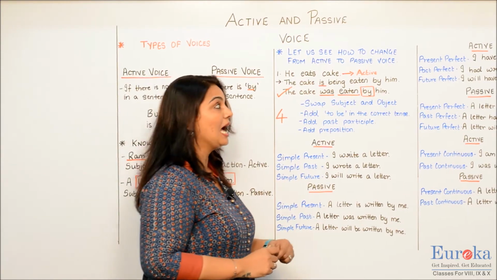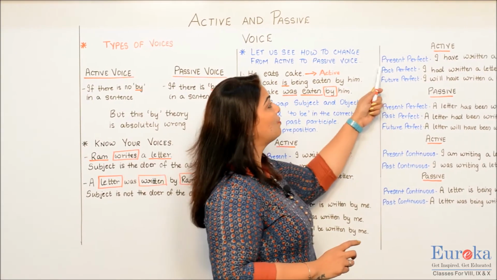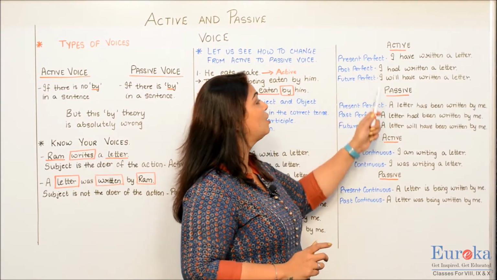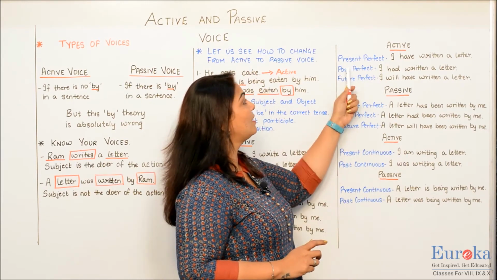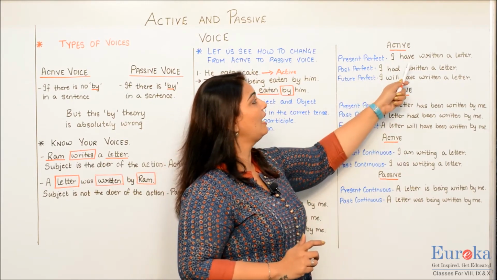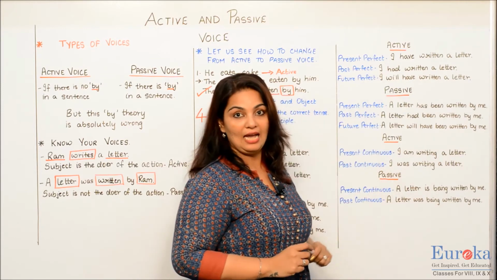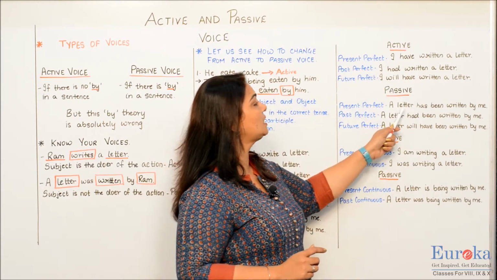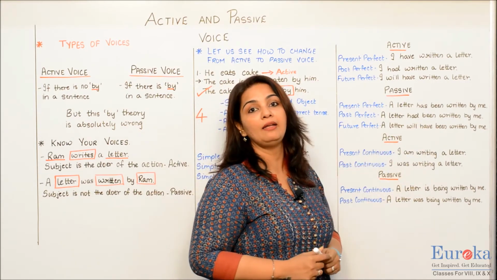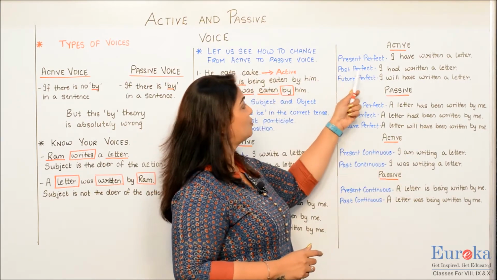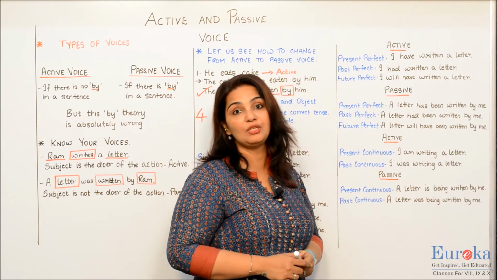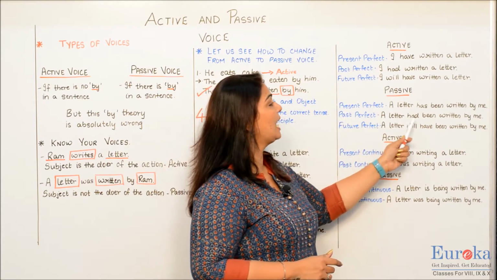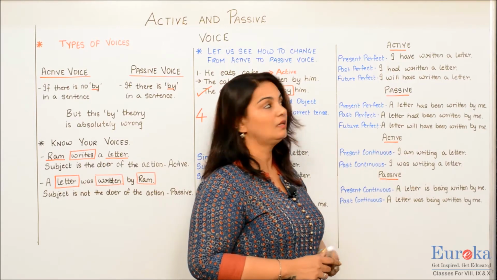So let's look at the next, that is the present perfect. So how do we change from an active voice to a passive voice? The present perfect tense has "I have written a letter," and in a present perfect passive it will be "A letter has been written by me." Past perfect, "I had written a letter." Past perfect passive, "A letter had been written by me."